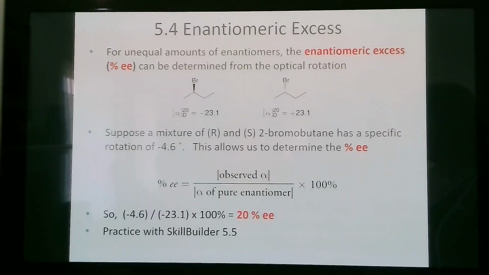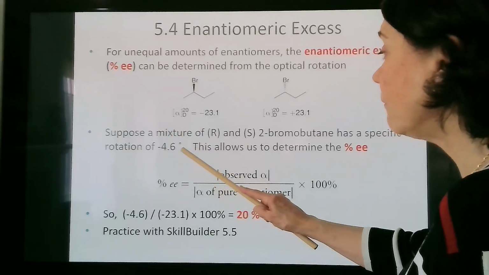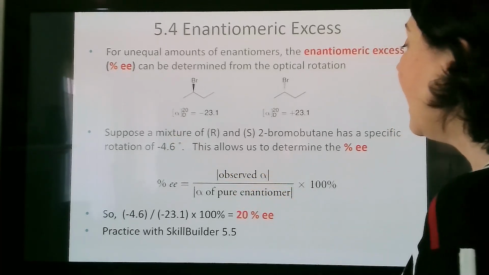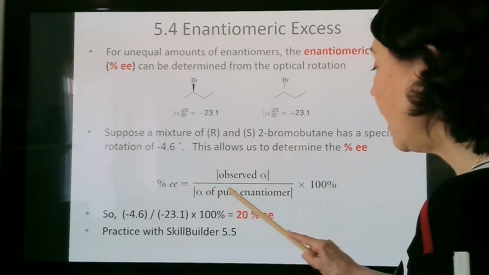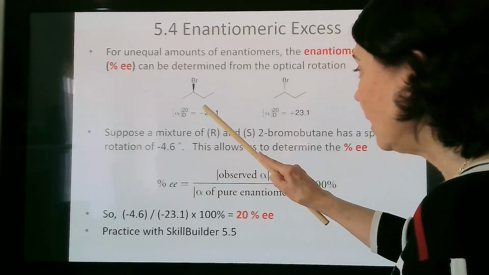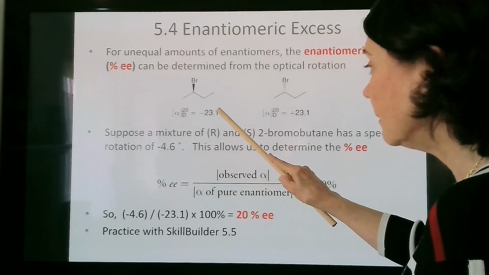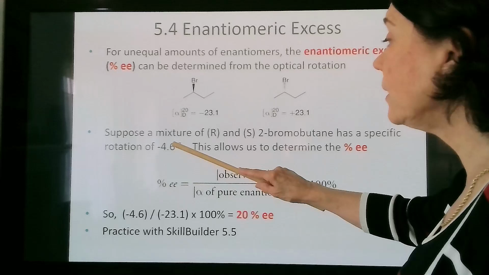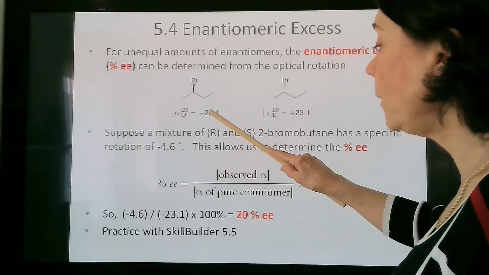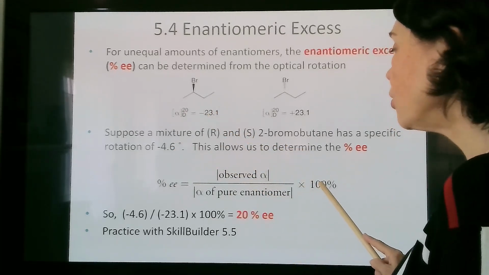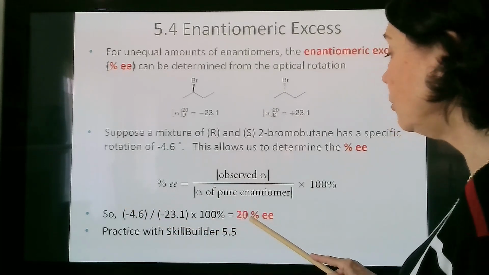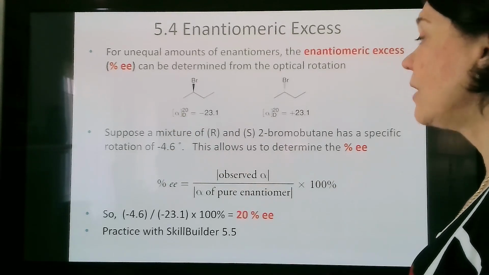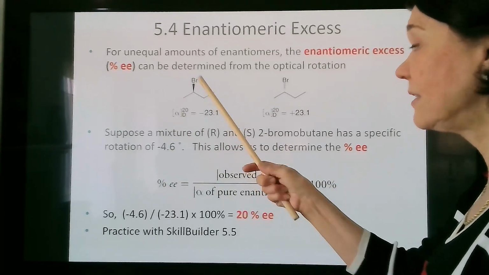So how much more? You look at what's observed, that's this, 4.6, right here, this is what's observed, and you look at the alpha of the pure enantiomer, that's this, the minus 23.1, okay? This is what you would have if you had pure. So you have 4.6 divided by 23.1, and you convert it to percent, and when you do that, you know that you have 20% EE of that. So that tells you that you've got a 20% excess of that.